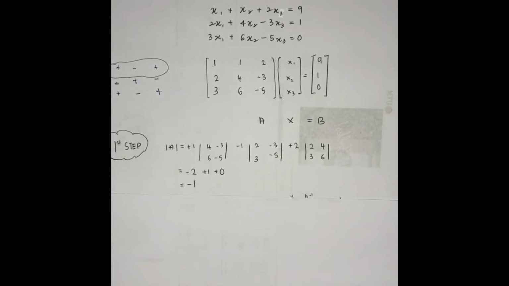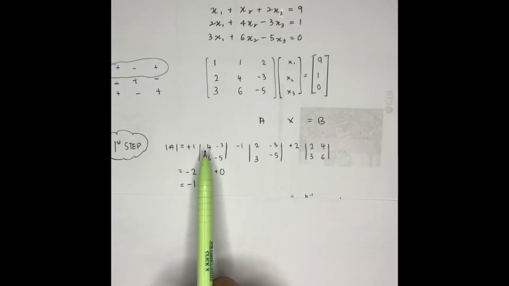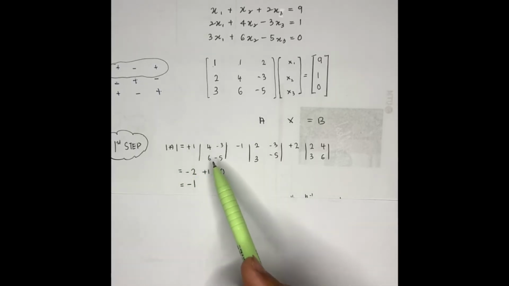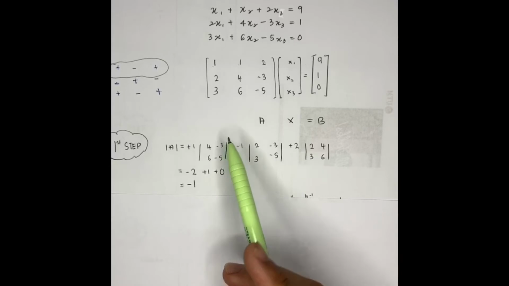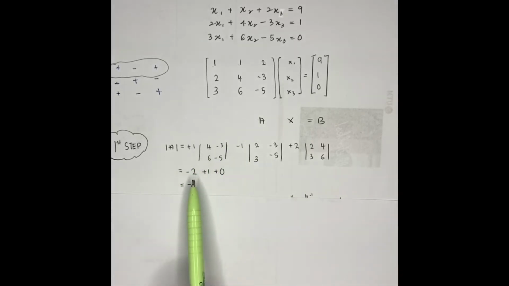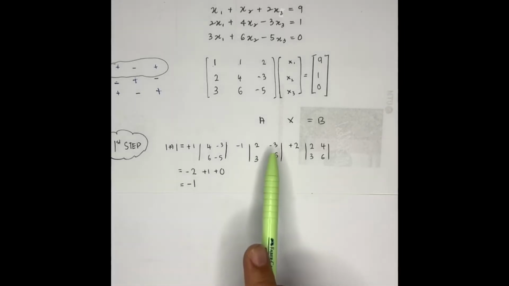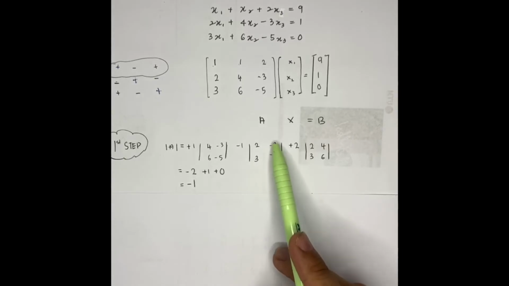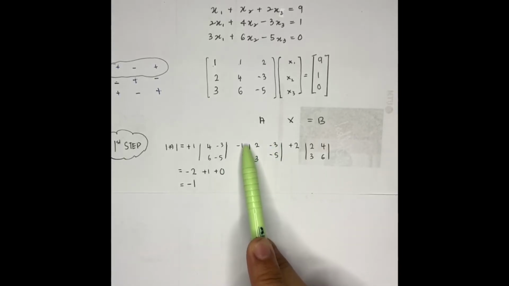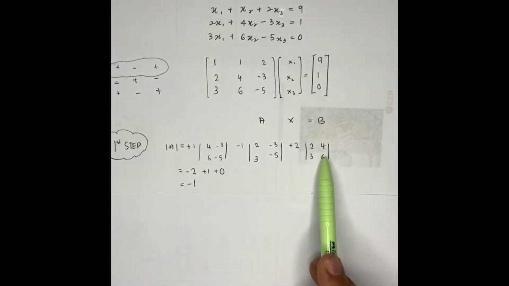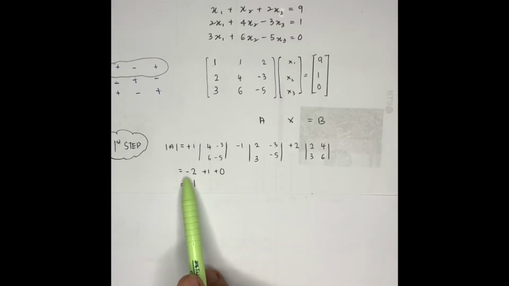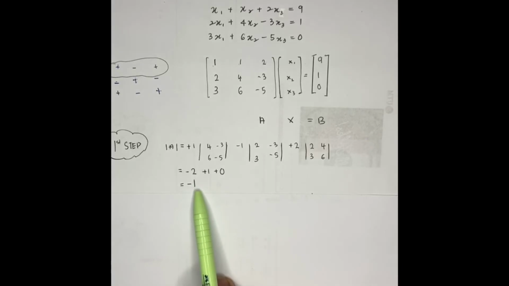Next, we solve the equation. How to solve this? 4 multiplied by negative 5 minus 6 multiplied by negative 3. Then you multiply by 1, and you will get negative 2. This one, 2 multiplied by negative 5 minus 3 multiplied by negative 3, multiplied by negative 1. The same goes for the rest. And I will get the answer negative 2 plus 1 plus 0 is negative 1.